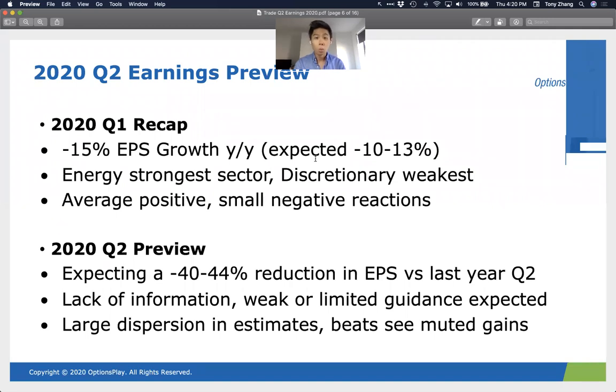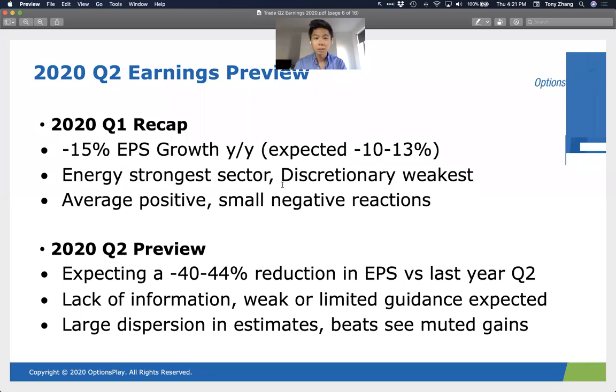That was one of the worst declines for a single quarter. Now, that was when we were expecting roughly about a 10 to 13% decline. So EPS, earnings per share, came in a little bit lower than analysts' expectations at the beginning of that quarter. Energy, surprisingly, was the strongest sector in terms of number of beats, both on earnings and on revenue. Discretionary was the weakest, the one that took the largest hit. That's not particularly surprising because it was discretionary stores that basically closed entirely for those few weeks at the beginning of March across the whole country.